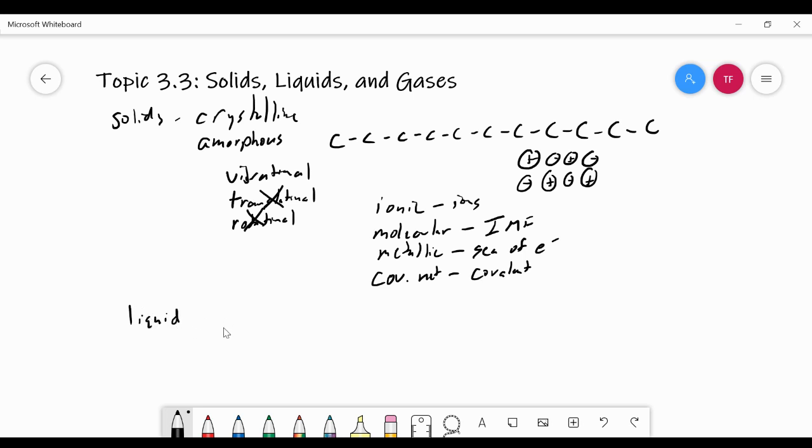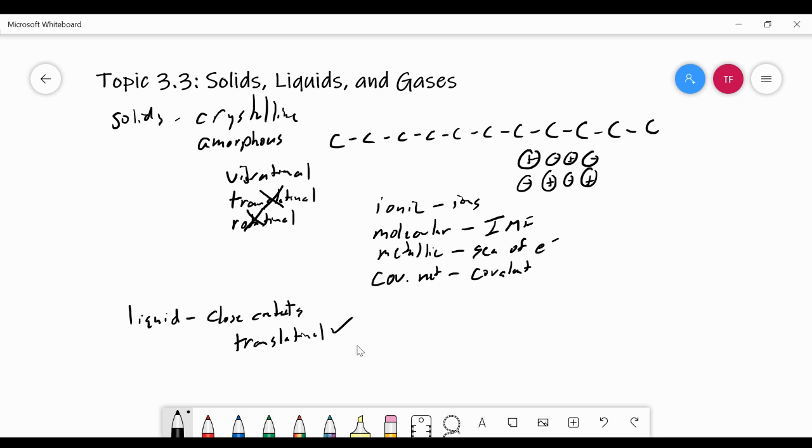Liquids are much more similar to solids than they are to gases in the sense that the particles are very close together. So solids and liquids still have very close contact between the particles. However, the particles can move past one another. So you can still have vibrational energy within the molecules, but now you can have translational movement between the molecules. They can move past one another.